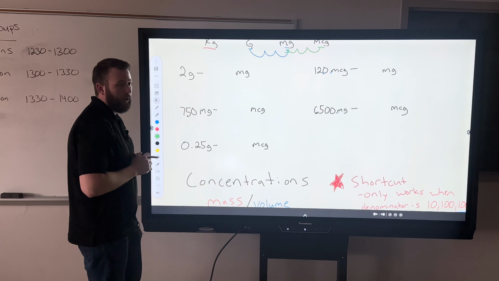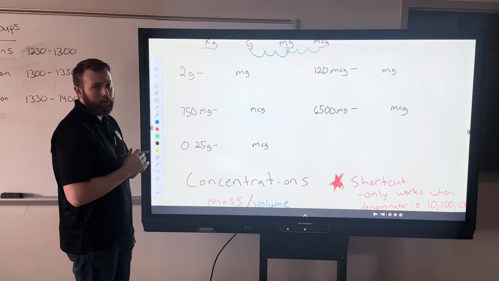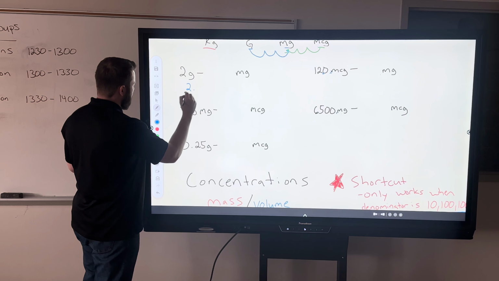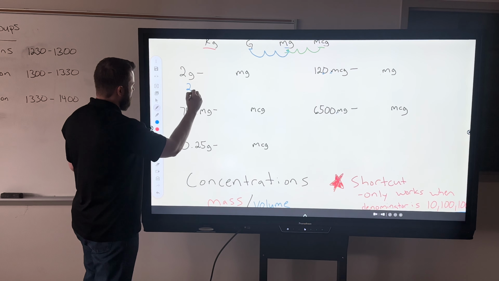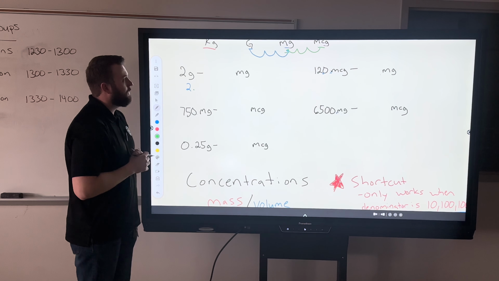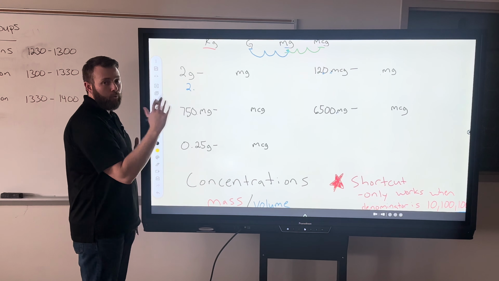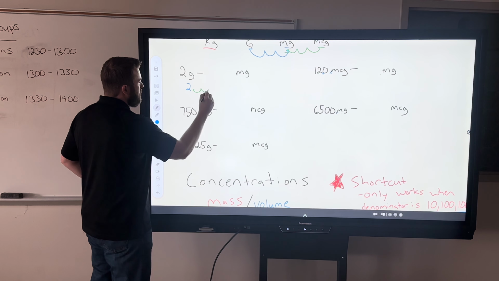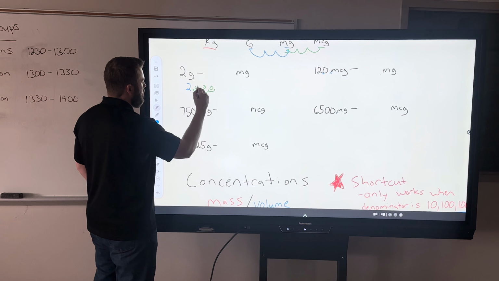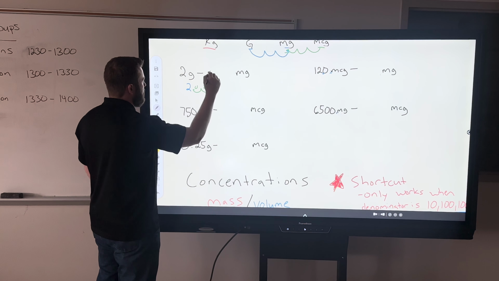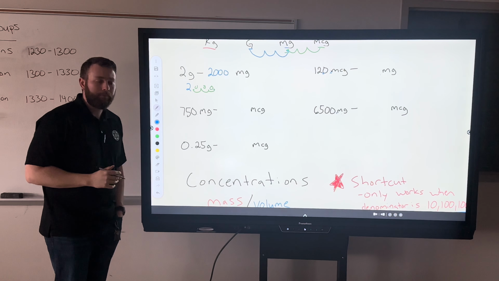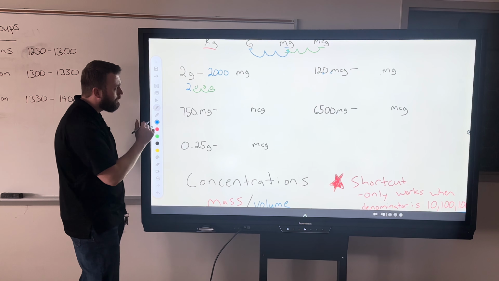Say I have 2 grams and I need to convert it to milligrams. Well, I'm going to write it here so we can see it. My decimal place is right here. Now I need to move my decimal place 3 places to the right because I'm going from grams to milligrams. So 1, 2, 3, fill in with zeros. My answer is going to be 2,000 milligrams. Perfect. Keep going here.